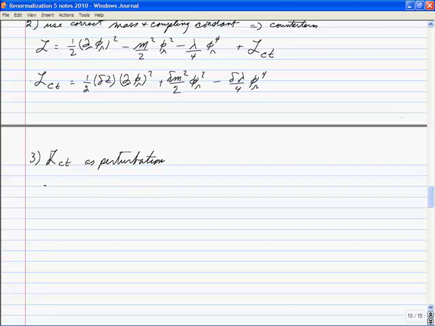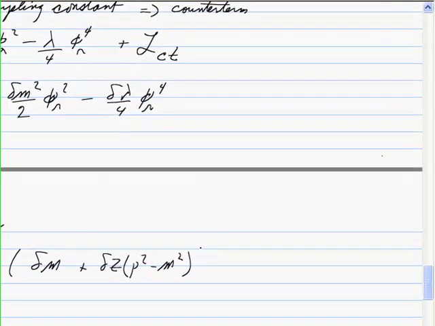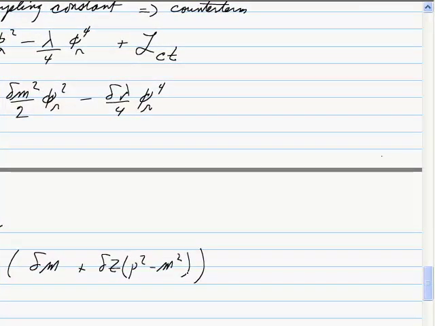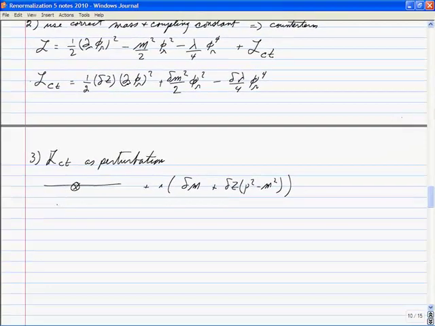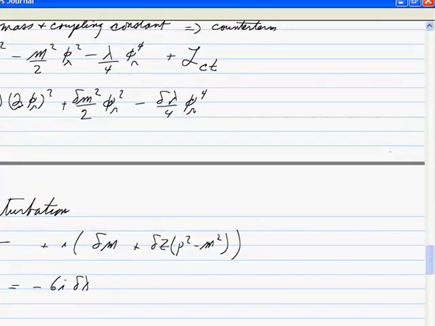Okay, so here's the perturbation. There's that little guy that I had before, but now it has two pieces. It's i(δm squared plus δZ (p squared minus m squared)). And then there's a counterterm that looks like that. It is minus 6i δλ. Okay?